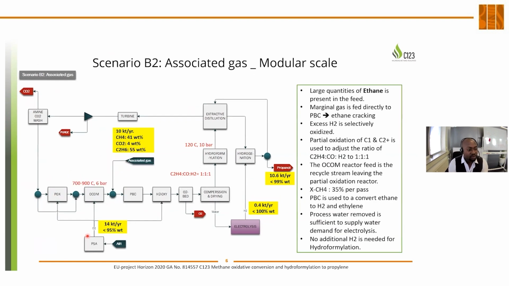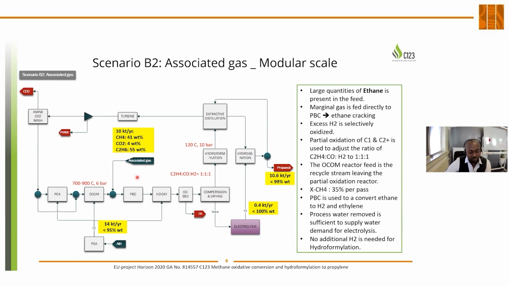The third scenario, which is the associated gas, is the most challenging scenario, in my opinion, and that's due to the large amount of ethane present in the field. This is actually data from an existing associated gas field in North Dakota in the United States. In this case, the concept changes a bit, because it's like two plants at the same time: an oxidation plant and at the same time an ethane cracking plant. So we put everything in the ethane.